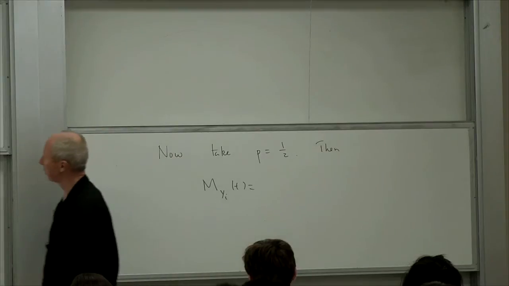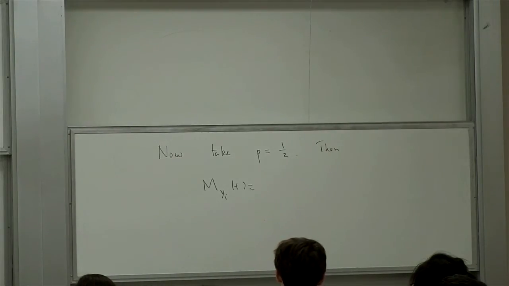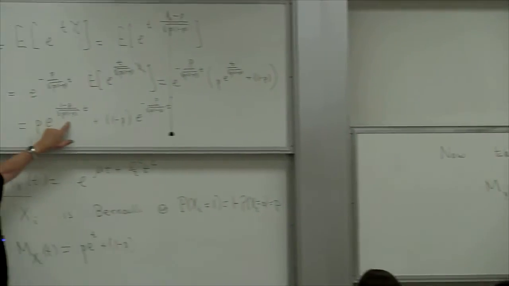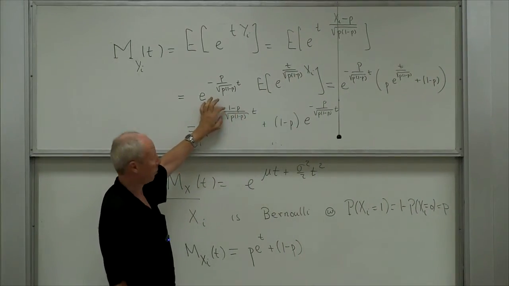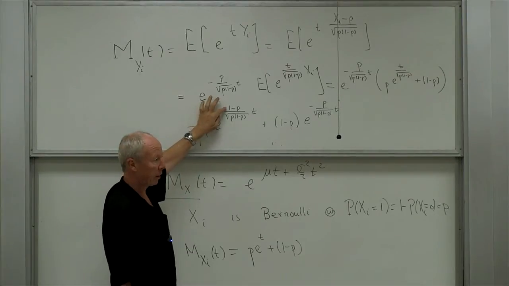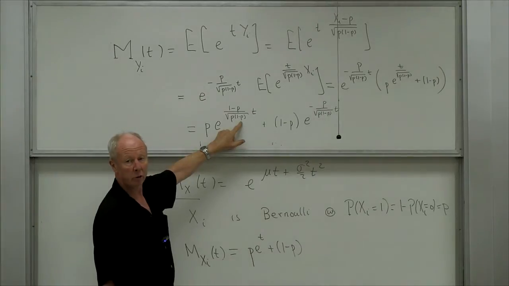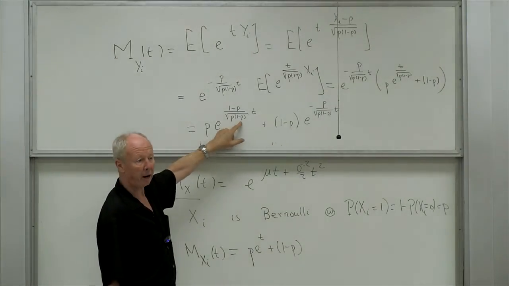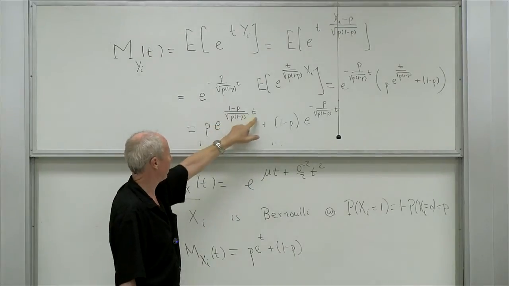Well, what do we get? This becomes a half. What does this become here? 1 minus a half is a half. So the numerator here is a half. What do we have in the denominator? A half times a half is a fourth. Square root of a fourth is a half. So here we get a half over a half, or 1. So we just get t.